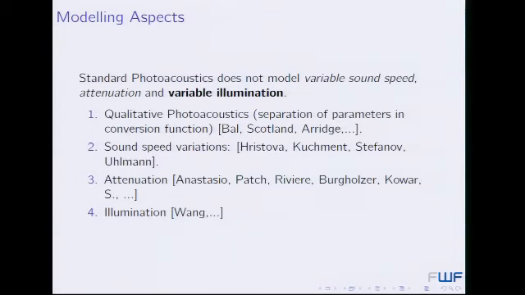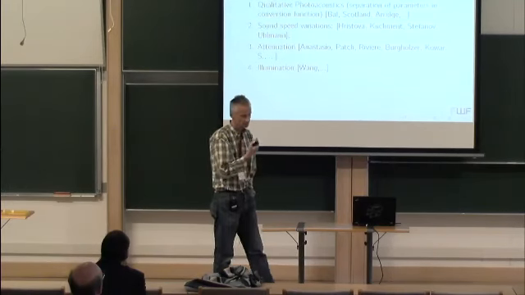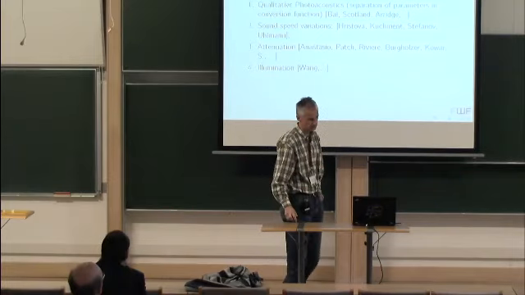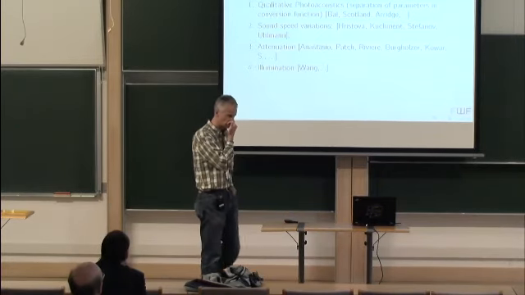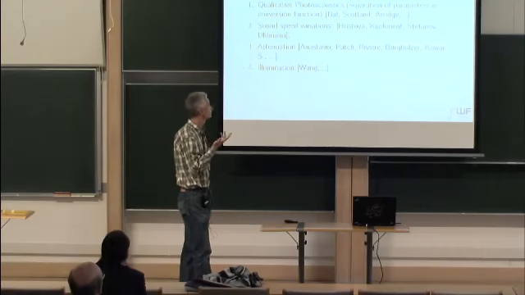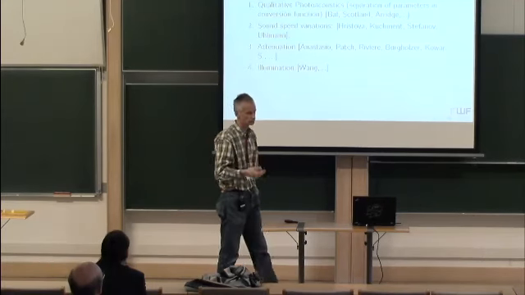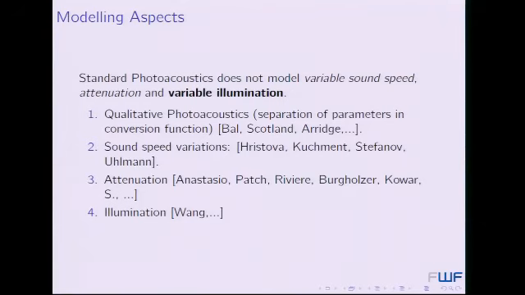But the thing which interests me is that the specimen is illuminated, and the model doesn't take into account that it's variably illuminated, so that there are regions where you have more illumination than in other regions. And actually I don't want to use really variable illumination, but I want to use this variable illumination for defining new reconstruction mechanisms.